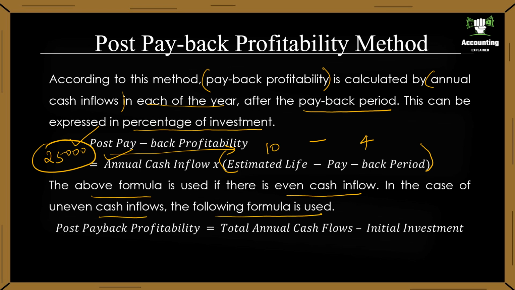Post-payback profitability is total annual cash flows minus initial investment. We are going to calculate all the cash inflows total, that is, for 10 years, whatever we are earning as uneven cash flows. First year it may be 25,000, second year 27,000, third year 30,000, fourth year again it may be 26,000, like that. We are going to total everything and deduct the initial investment to find out the post-payback profitability in case of uneven cash inflows.